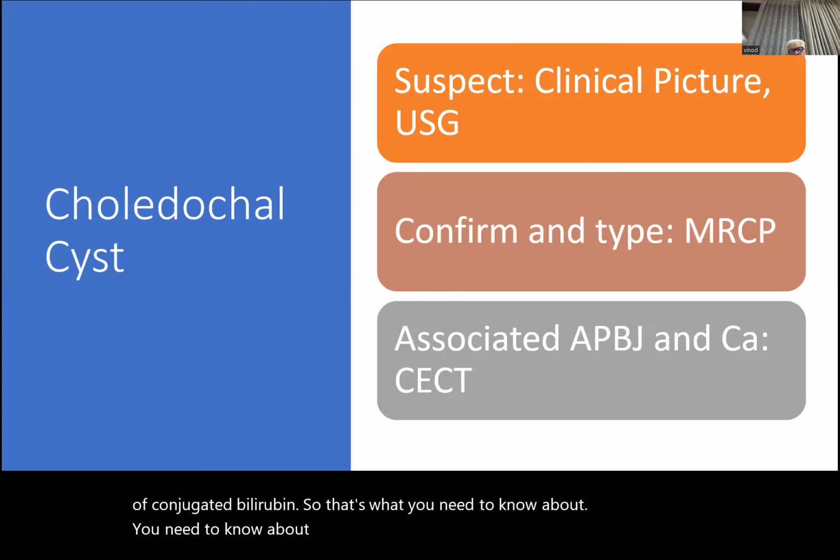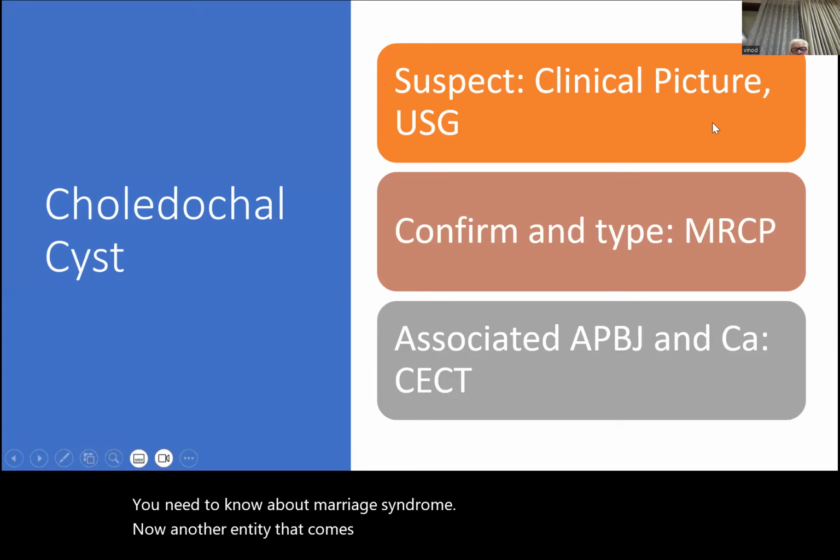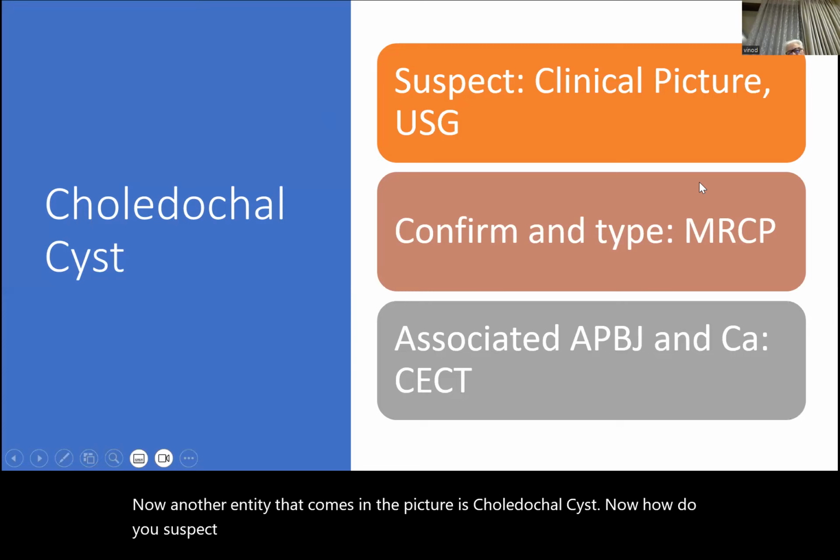Mirizzi syndrome. Now, another entity that comes into the picture is choledochal cyst. Now, how do you suspect that the patient has choledochal cyst as a cause of his obstructive jaundice? I think the age of the patient is very important.